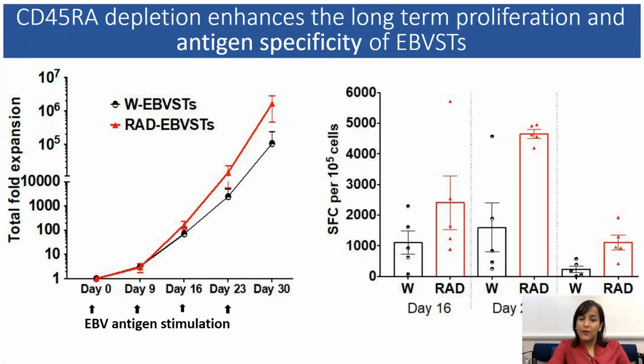And now that we know that they do proliferate, looking into their antigen specificity, you can notice here that RA-depleted EBVSTs do indeed demonstrate higher frequency of antigen-specific T cells than what you observe with whole EBV-specific T cells. And even though it decreases by day 30, you can notice that it is still higher than what you would observe with whole EBV-specific T cells.